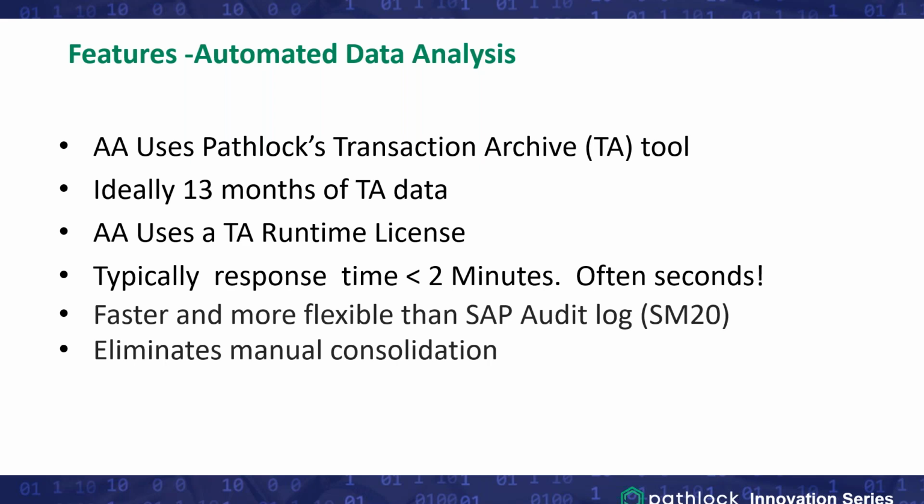AA uses the TA runtime license, so you don't have to get that separately. It's very fast, often just in seconds. It's faster and more flexible than using the SAP audit log, where you may have to look up users individually to see what they have executed, and it eliminates the manual consolidation that would be involved in doing that.